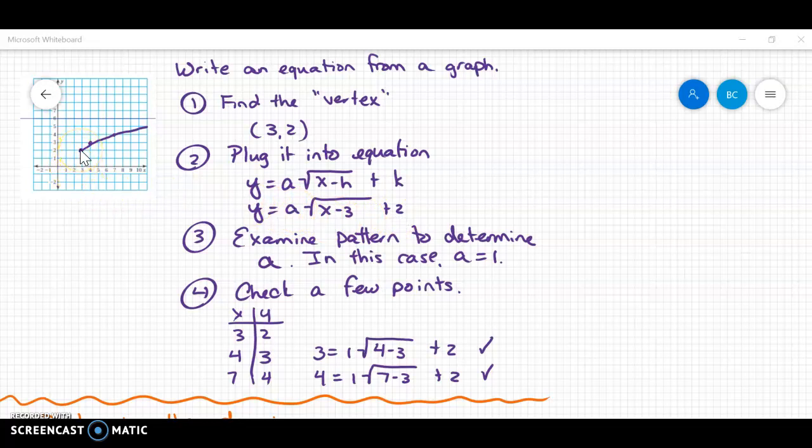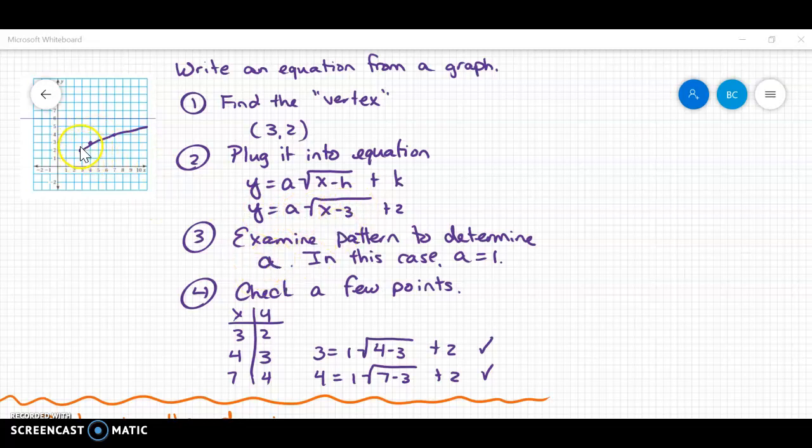So I'm going to start at this point. As x changed by 1, y changed by 1. Actually, I'm going to say as y changed by 1, x changed by 1. As I went up 2, I went over 4. As I went up 3, I went over 9. So because that pattern follows my typical squaring pattern, I know that a equals 1.